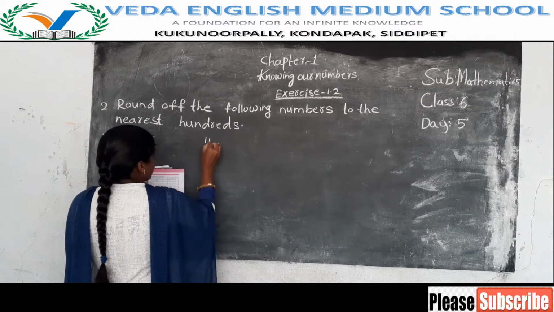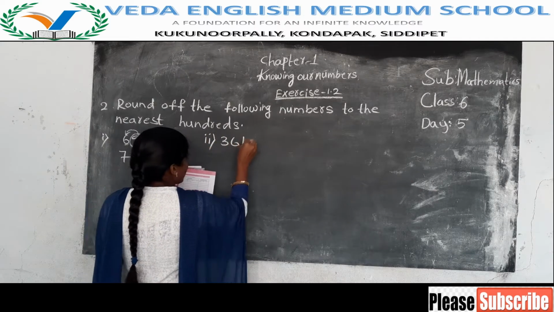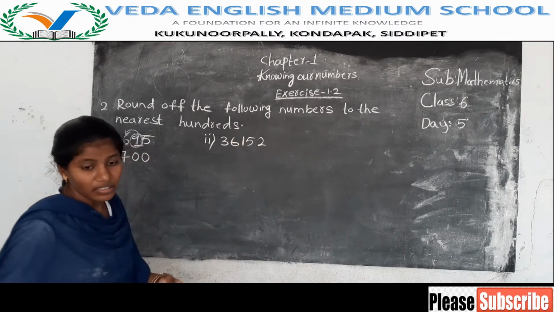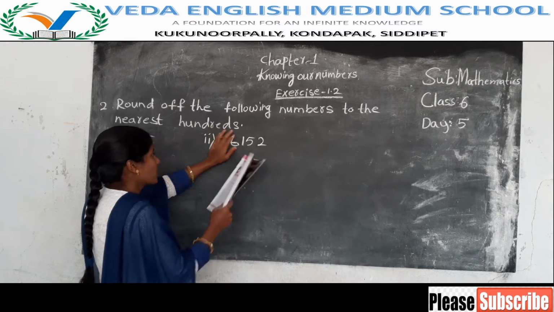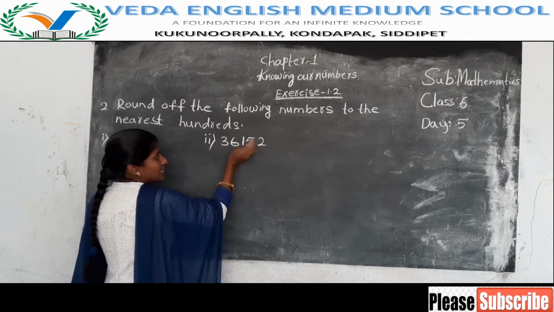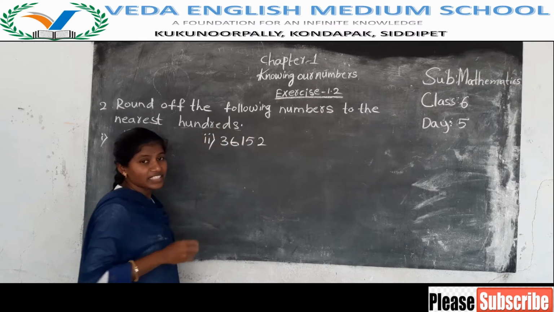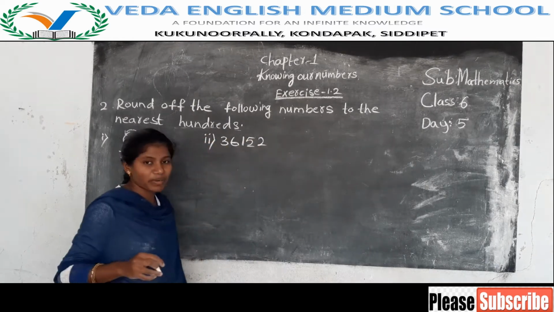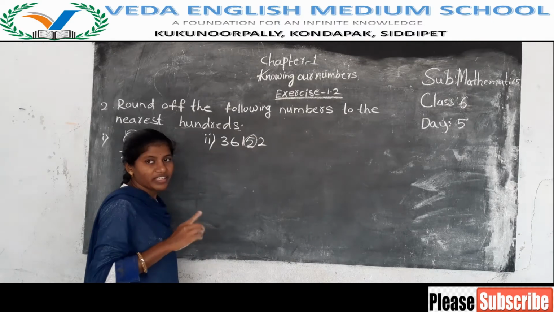Now second question. 36152. For this also nearest hundreds. They are asking to find the nearest hundreds, so you have to count up to only the hundreds place: ones, tens, hundreds. If they ask nearest hundred, which place value do you have to take? You have to check the tens place number. What do you have in the tens place? 5. Is 5 above 5 or below 5? Very good, above 5.